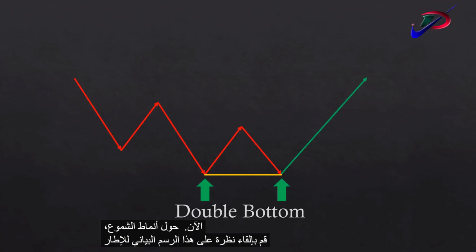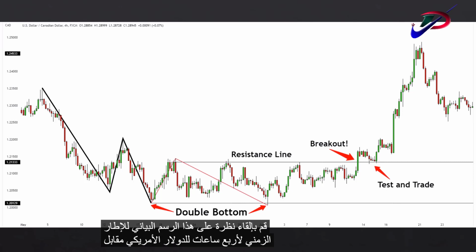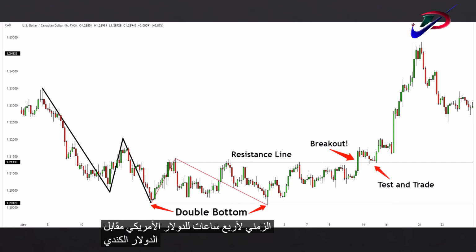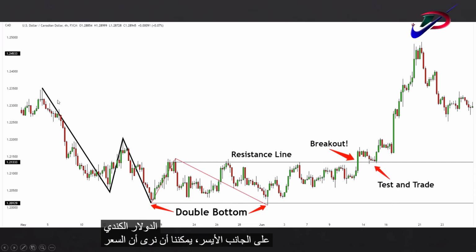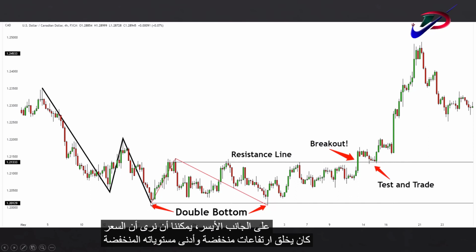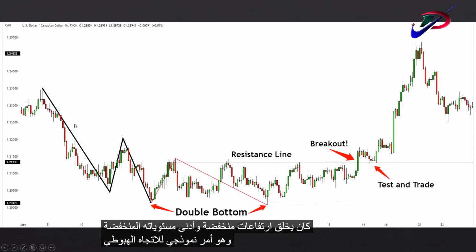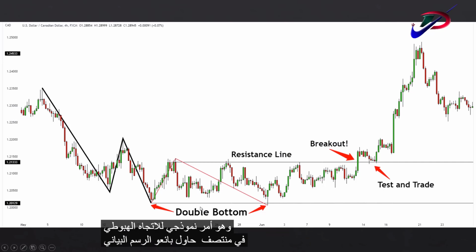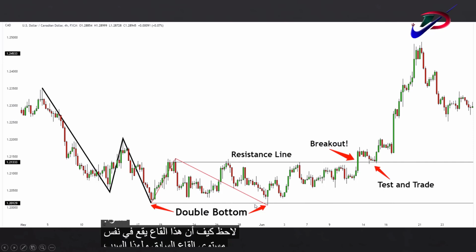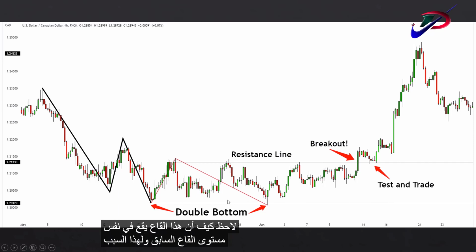Take a look at this chart of the 4-hour time frame of the US dollar versus the Canadian dollar. On the left side, we can see that price was creating lower highs and lower lows, which is typical of a downtrend. In the middle of the chart, sellers attempted to create a lower low, but they failed. Observe how this low is at the same level as the previous one. That's what begins to form a double bottom formation.